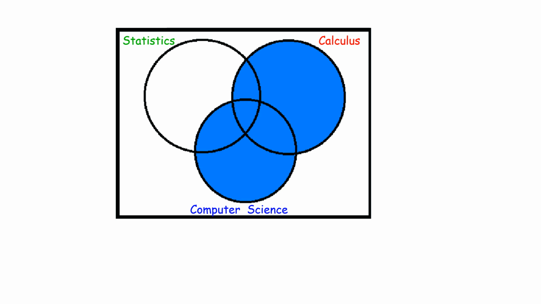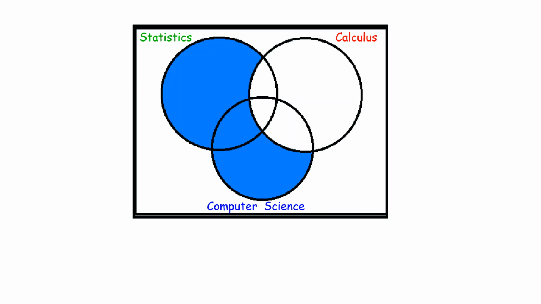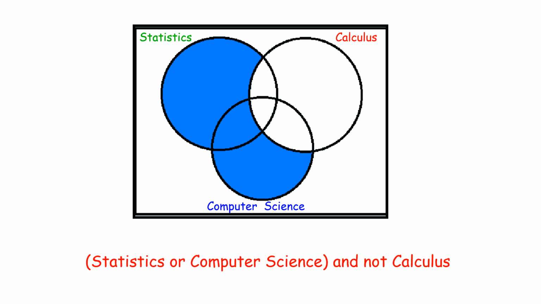Here we have calculus or computer science, so the union of calculus and computer science. Let's take a look at the next one. I want you to go ahead and push pause and write down what you think it is, and then push play, and let's see if you're right. So here we would see that we have statistics or computer science and not calculus.